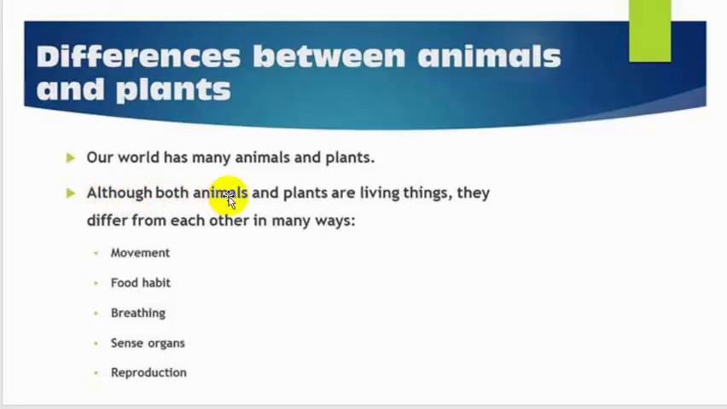Both animals and plants are living things. They are different from each other in many ways, like movement, food habit, breathing, sense organs and reproduction.